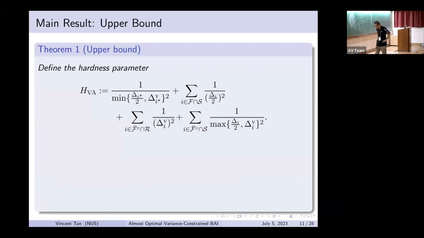This expression looks very scary, but I'm going to parse this for you. Let us define a hardness parameter, which is nothing but a function of all the gaps. Some of them have superscript Vs; they are the variance gaps. Some of them do not have Vs; they are the mean gaps.